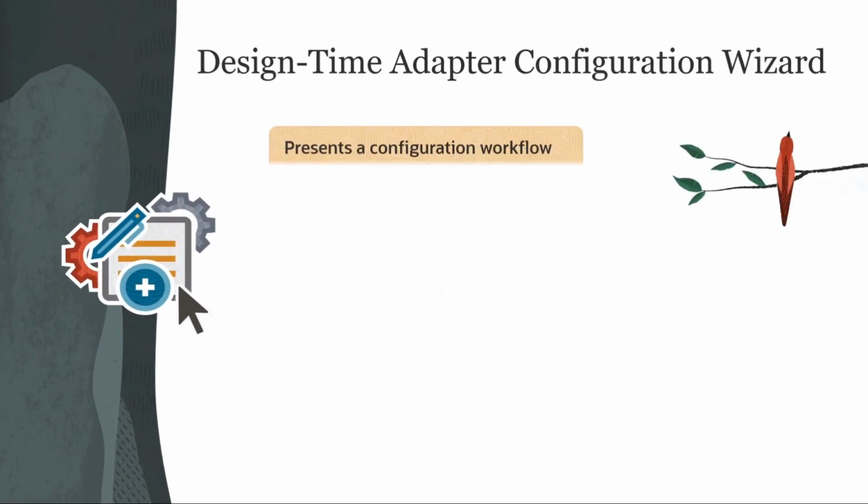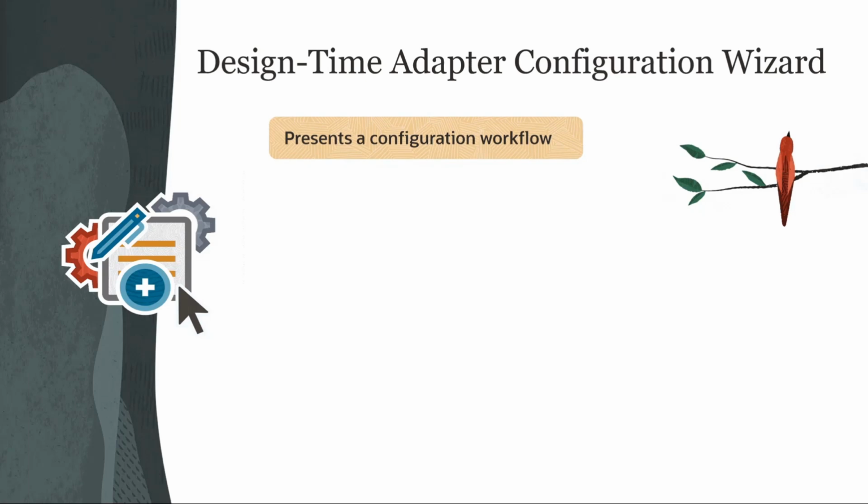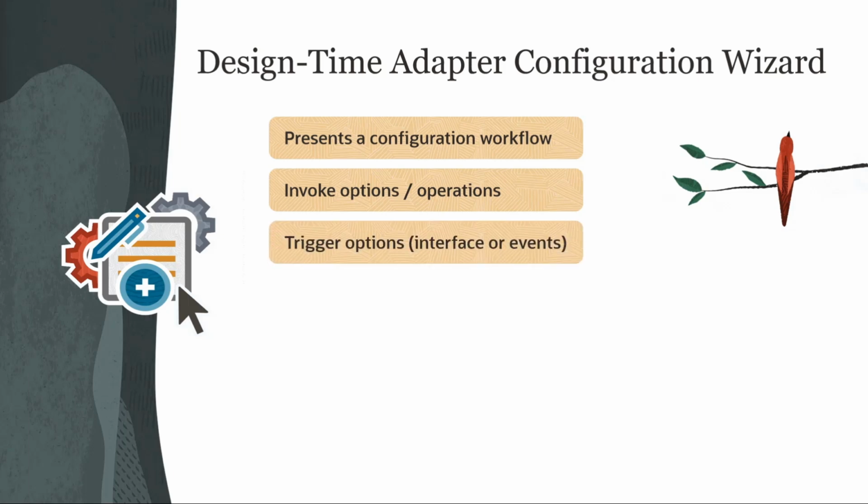All adapters provide this UI, which drives a configuration workflow. For invoke connections, it will show the use case options, such as operations that can be invoked on the target system. For those adapters that can be used in the trigger role, you'll see options for how the interface can be configured, or for some applications, the ability to subscribe to a business event.